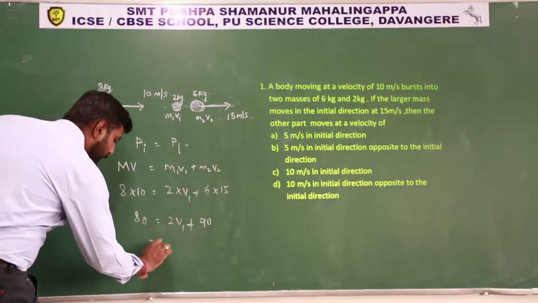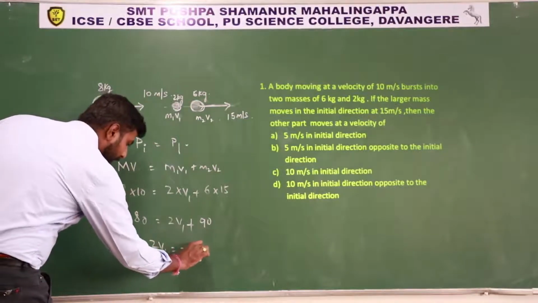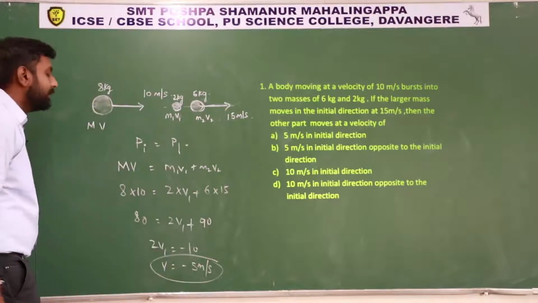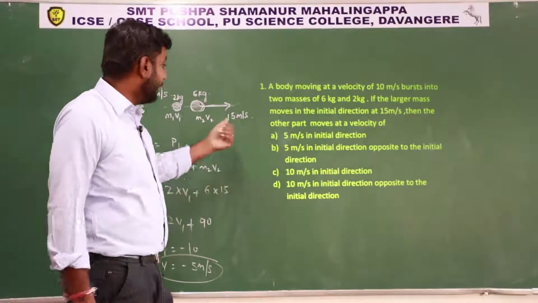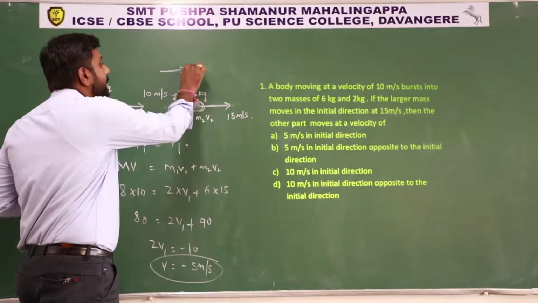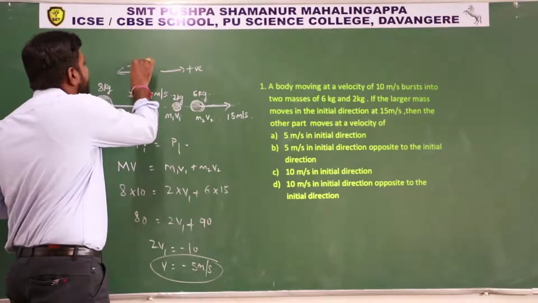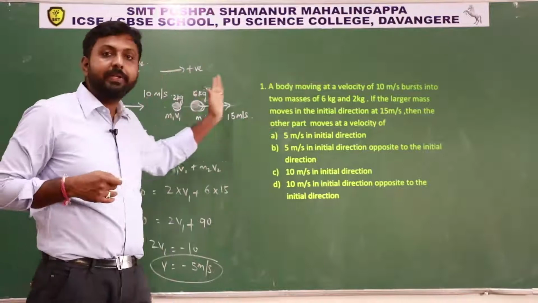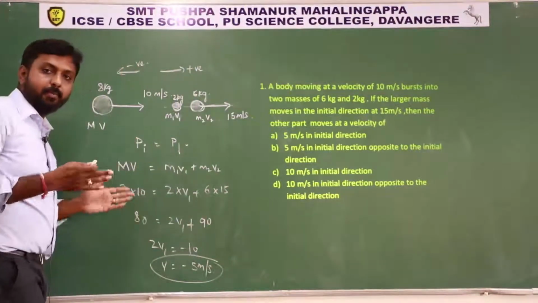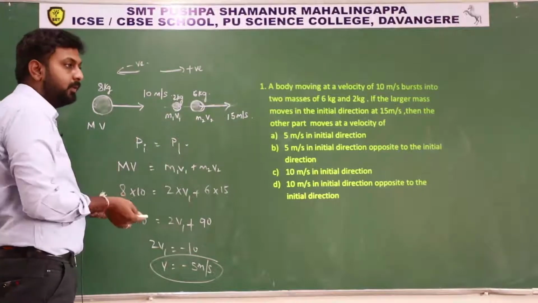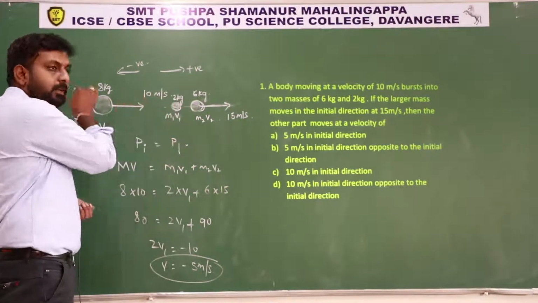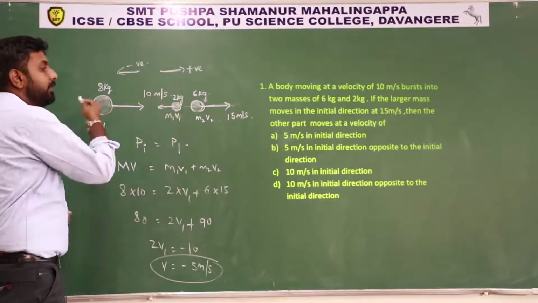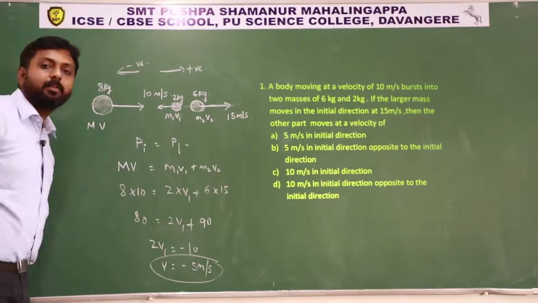Then 2 v1 equals minus 10, so v1 equals minus 5 meter per second is the final answer. The negative sign indicates that if you consider this as the positive direction, this will be the negative direction. That means m2 is moving in the initial direction. For the momentum before and after to be equal, the other mass should move in the opposite direction. One mass will move in this direction, another mass will move in this direction. That is the indication of the negative sign.